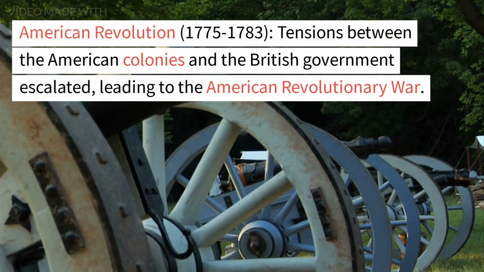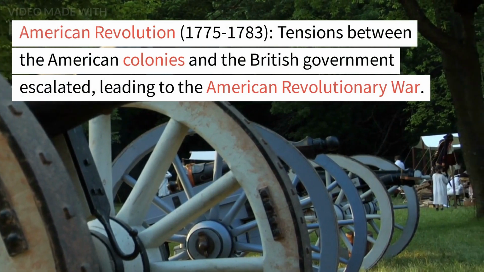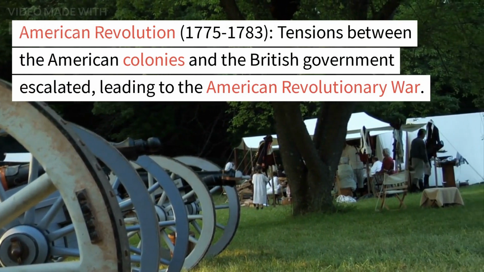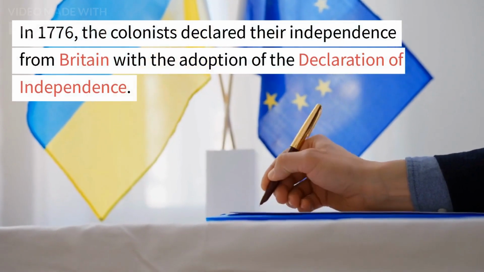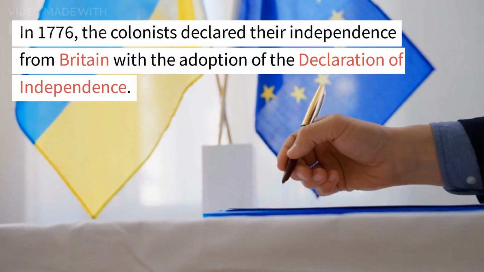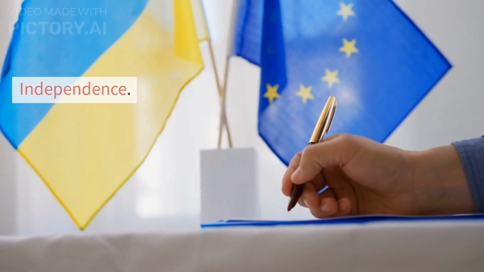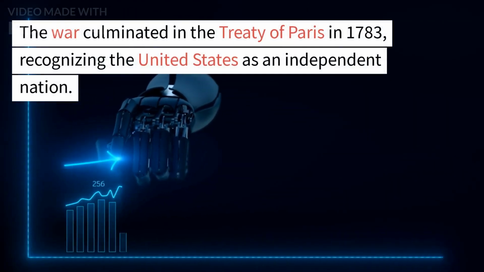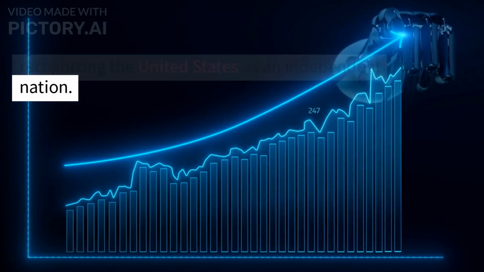American Revolution, 1775 to 1783. Tensions between the American colonies and the British government escalated, leading to the American Revolutionary War. In 1776, the colonists declared their independence from Britain with the adoption of the Declaration of Independence. The war culminated in the Treaty of Paris in 1783, recognizing the United States as an independent nation.